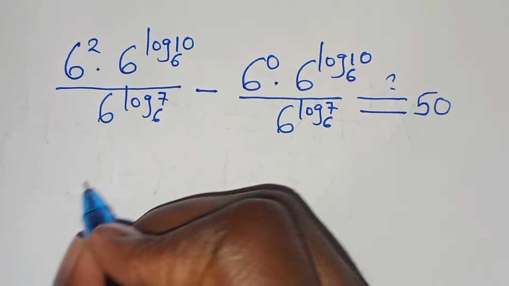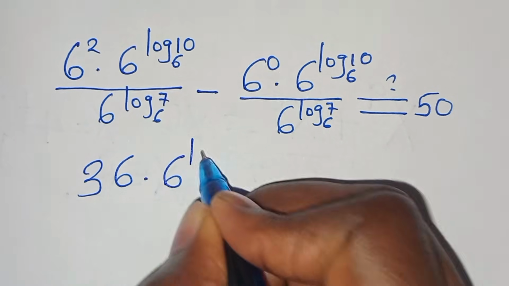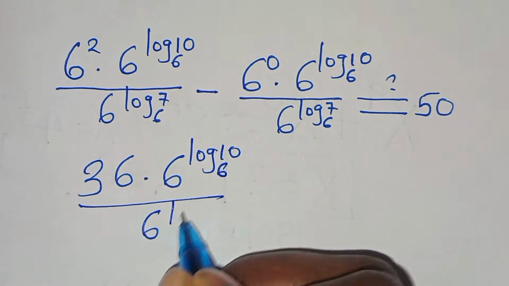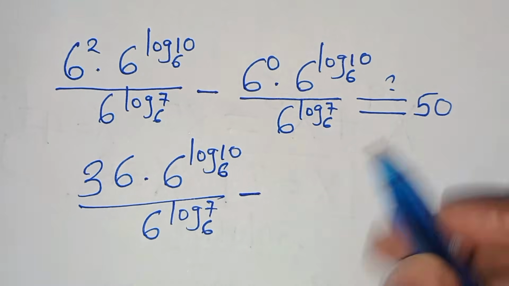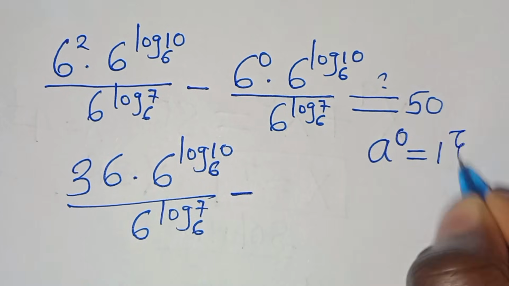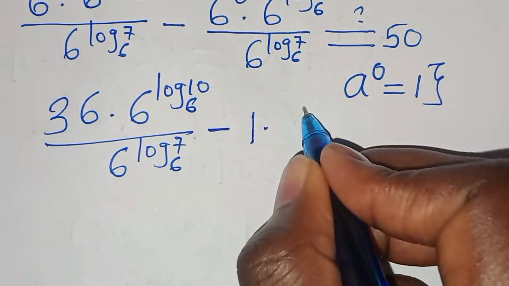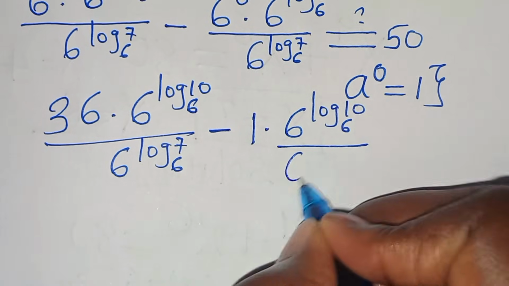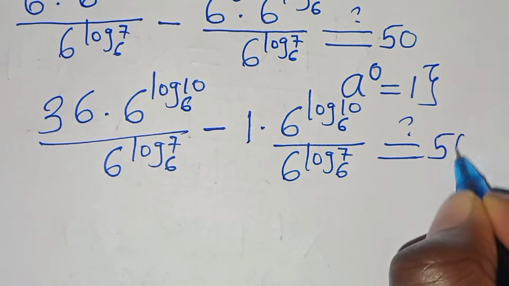So we have 6 squared. This is 36 multiplying by 6 to the power of log 10 to base 6 divided by 6 to the power of log 7 to base 6 minus 6 to the power of 0. This is in the form of a to the power of 0, which is equal to 1. So this implies that 6 to the power of 0 is 1 times 6 to the power of log 10 to base 6 divided by 6 to the power of log 7 to base 6. This is supposed to give us a value of 50.